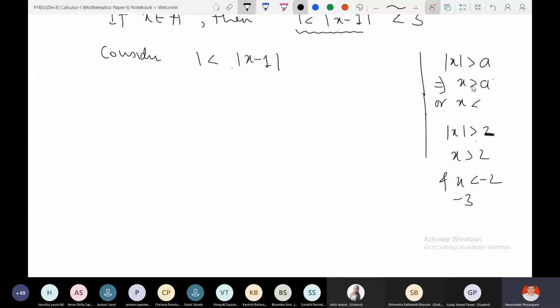So what I want to tell you, when absolute value of x is greater than a, what does it mean? Or let me note here. Note, absolute value of x is greater than a. Suppose absolute value of x is greater than a, then what can you say about this?